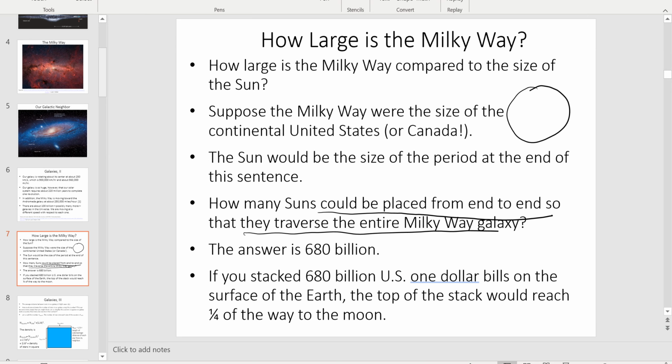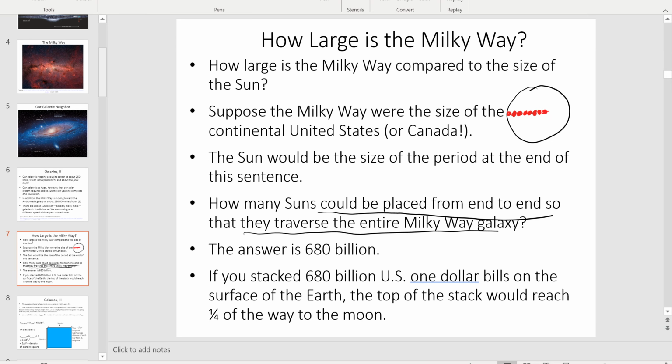I don't have a yellow marker. I'm sorry. I'm going to use a red pen here. Forgive me, but this is the sun. And we're going to replicate the sun over and over again as many times as we like. And we're going to place these suns end to end to form a line. This is a line at the bank or whatever, right? But instead of people, it's a line of suns. How many would you have to place end to end to traverse the entire Milky Way galaxy?